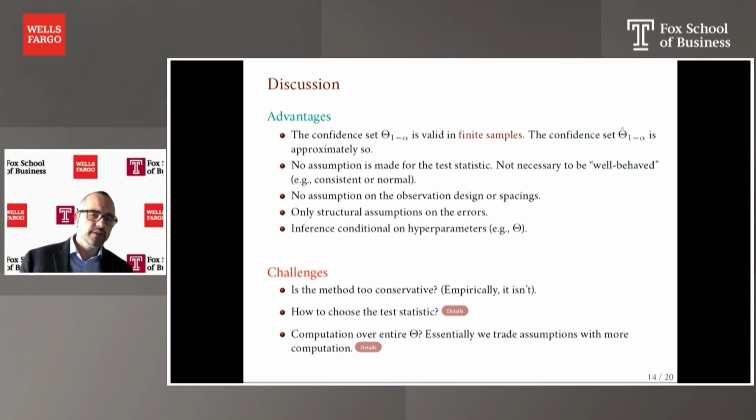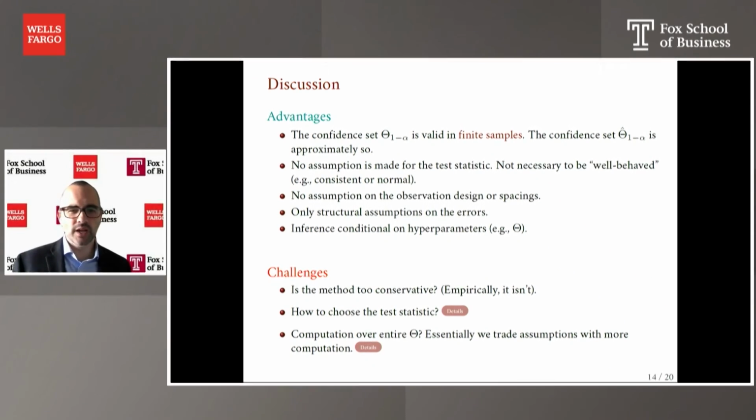However, what are the challenges? There's no free lunch here. So what are we losing? First of all, the method will be conservative. Then there's how to use it, choosing a test statistic, and also the most important one is computation. So what we're doing here is essentially trading assumptions for more computation. But I think in the modern era, that's fine, right? Because we do have lots of computing power, supercomputing clusters that we can use to trade off assumptions and robustness for just more computation. I think that's a trade I'm willing to make.